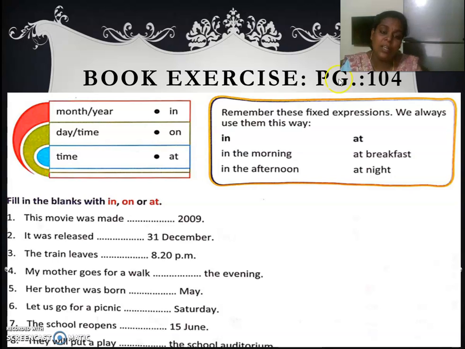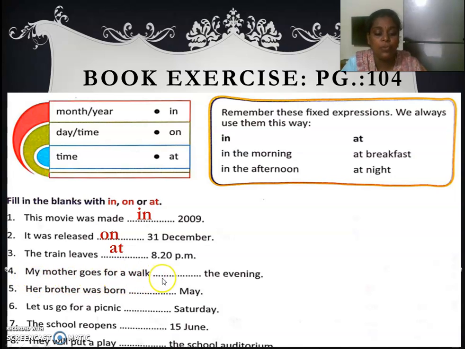And also here they have given you in the morning, in the afternoon, at breakfast, at night. These are all the commonly used things we are going to use. So now, this movie was made dash 2009. Year is given, so we say in. It was released dash 31 December. Here the date is given, so what will we say? On. The train leaves dash 8:20 p.m. Time is mentioned. Yes, it is at.